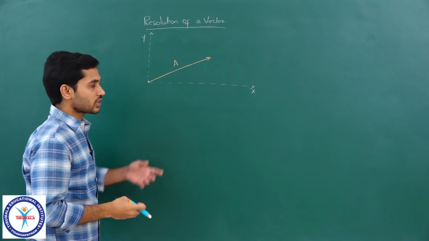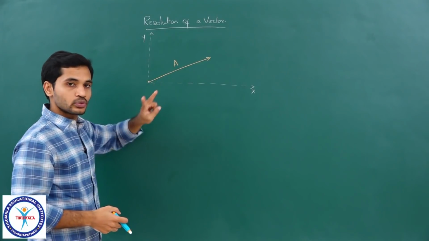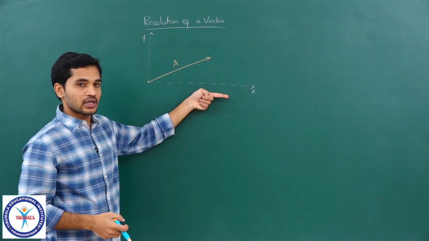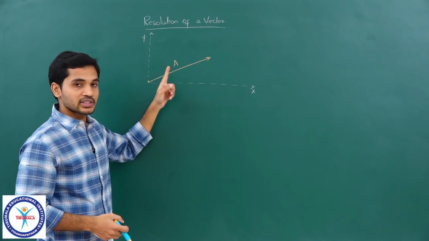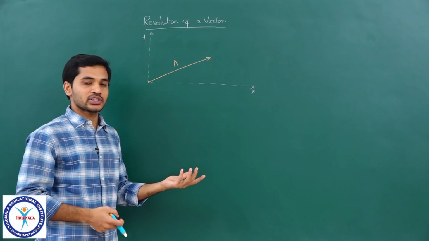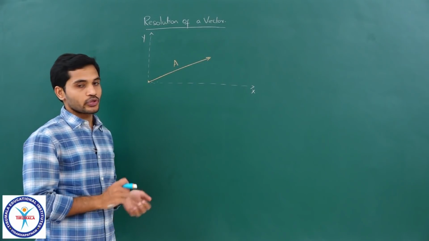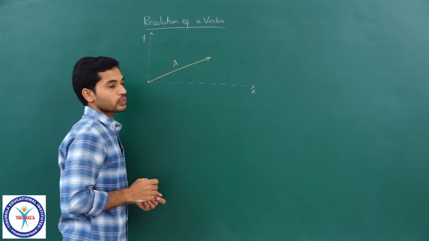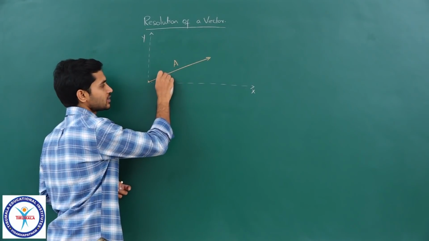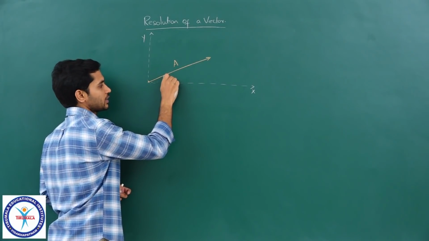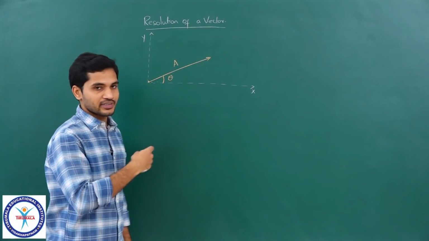Do you understand what I am saying? If I break this down into two vectors, one along this direction and the other along this direction, they will anyways be perpendicular to each other, correct. So, that is what I am going to do, right. The magnitude of this vector is A, and let us consider that this vector is making an angle of theta with the positive x axis.